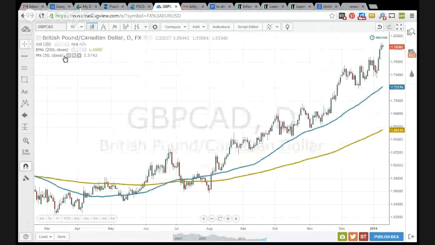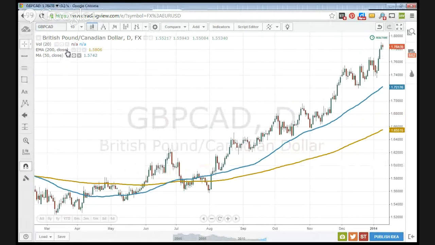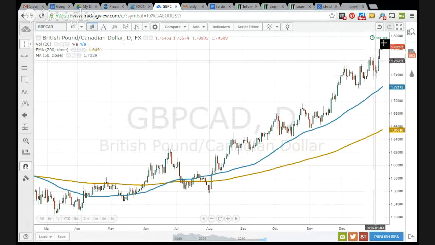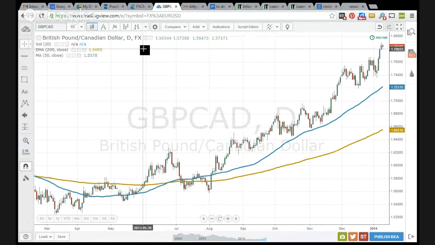Pound Canada. Yep, still waiting for the pullback. We've seen this with the Canadian dollar. More signs of reversal here. We also saw this with Australian dollar. Some signs that the trend is getting ready to reverse. However, like I mentioned, I'm more interested in waiting for the pullback and buying the dip rather than calling the top.